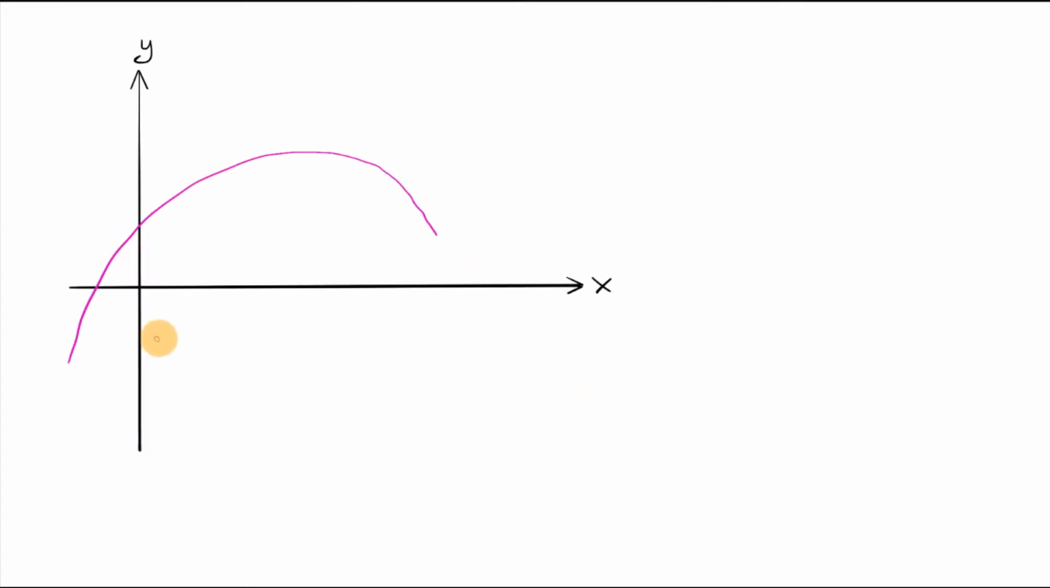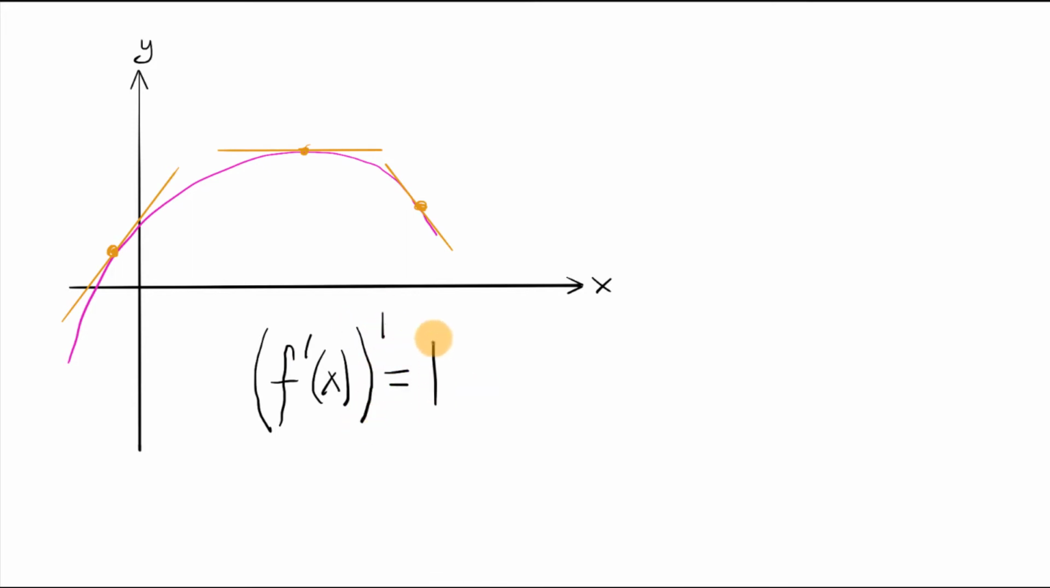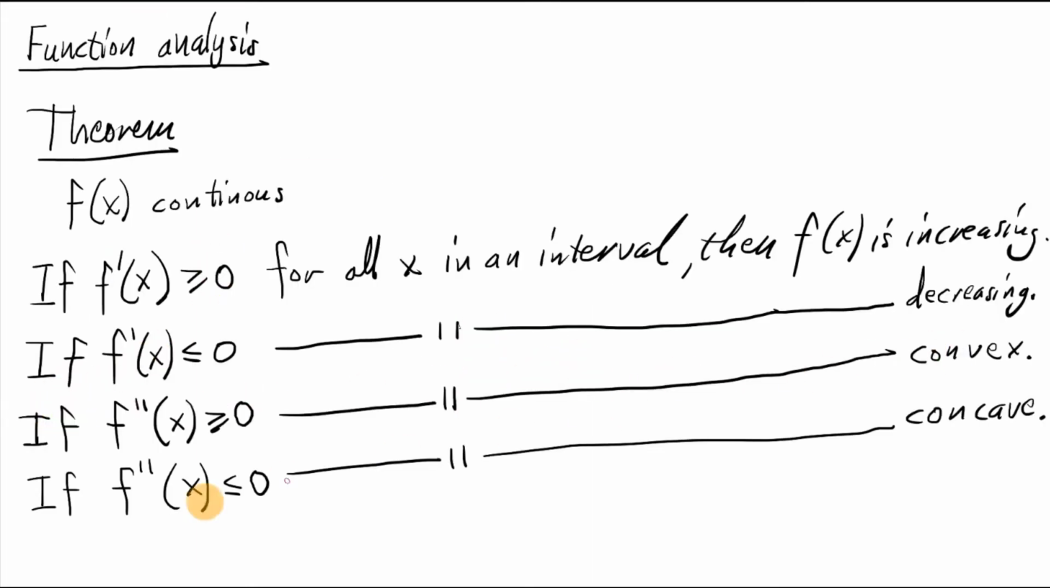For a concave function, one sees that the slope of the tangent goes from a positive value to 0 to negative. So this means that the slope is decreasing. And the slope is given by the derivative. So if that is decreasing, that means that the second derivative is negative. And this motivates the two last rows here. And thereby we have intuitively motivated this theorem.